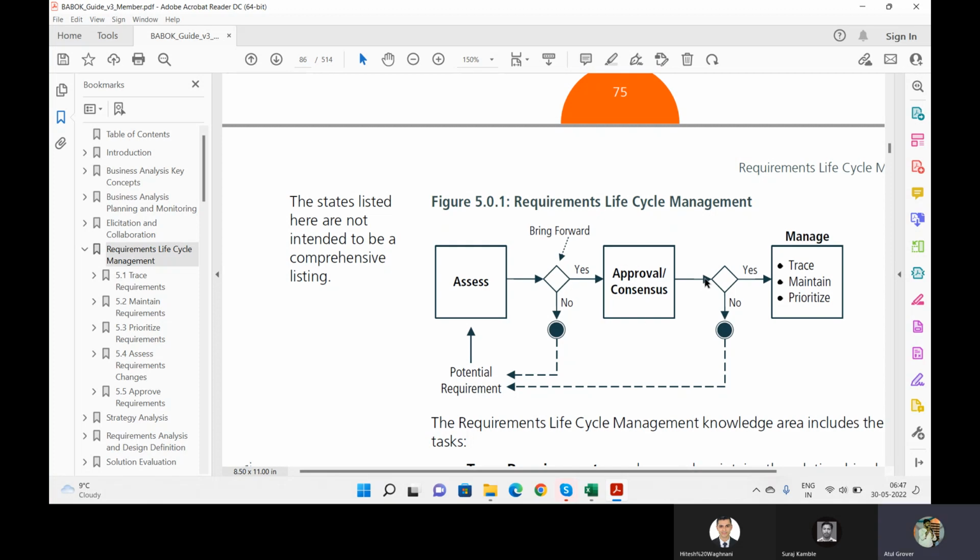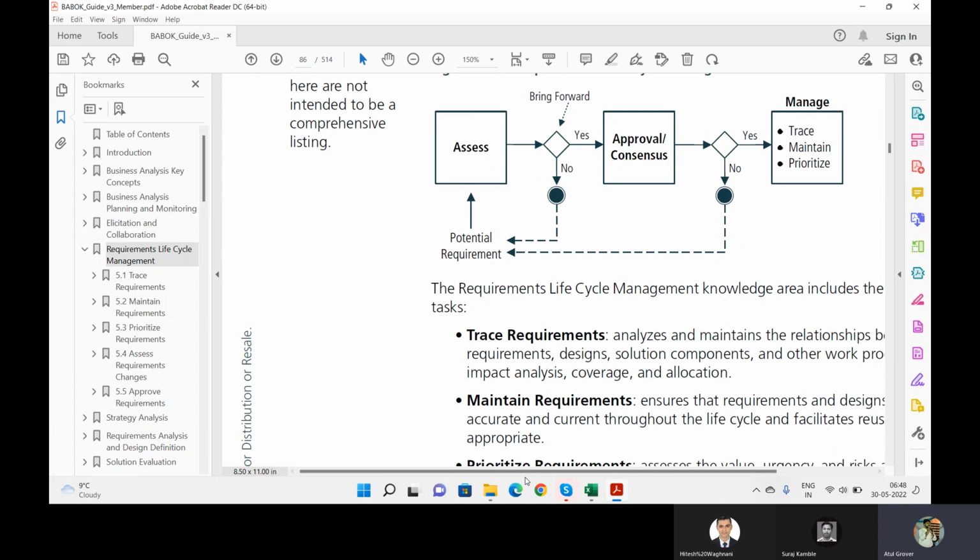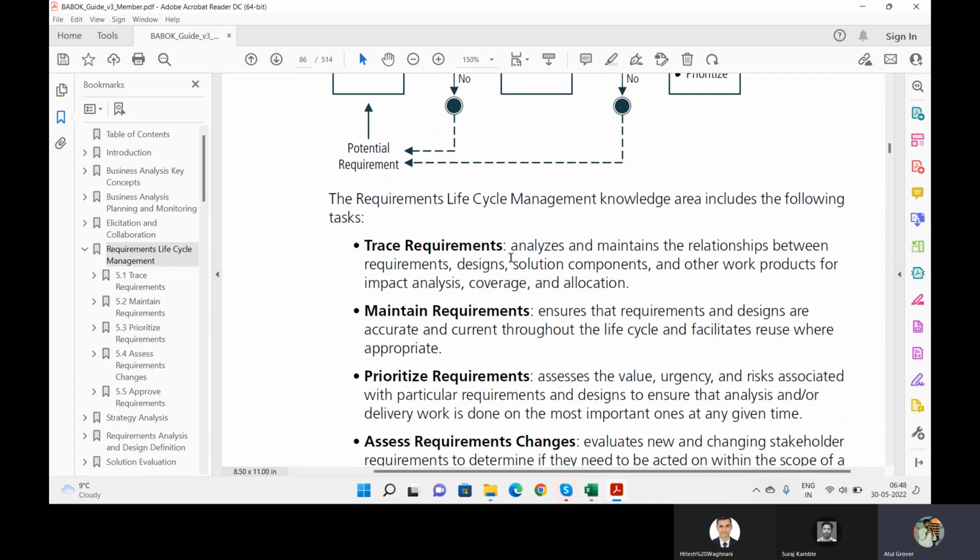If it goes well, it goes to the next part. If it is no, maybe not every area but some areas, then you again go back and make changes. Again, potentially you start changing that part. If yes, then you trace it, then you maintain it, then you prioritize it. These are the topics we are going to discuss in our chapter: trace, maintain, prioritize, assess the changes, and finally approve the requirements. Okay, now if I scroll down, let's see this part because this is important here.